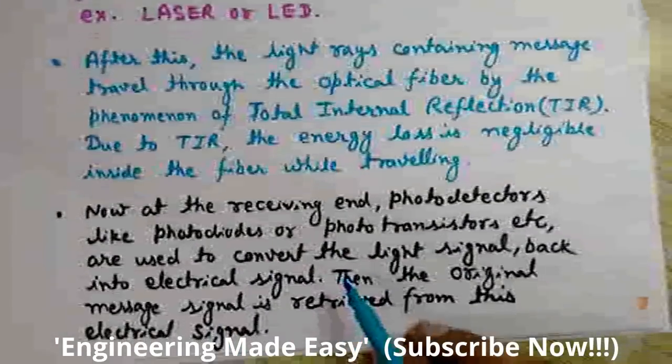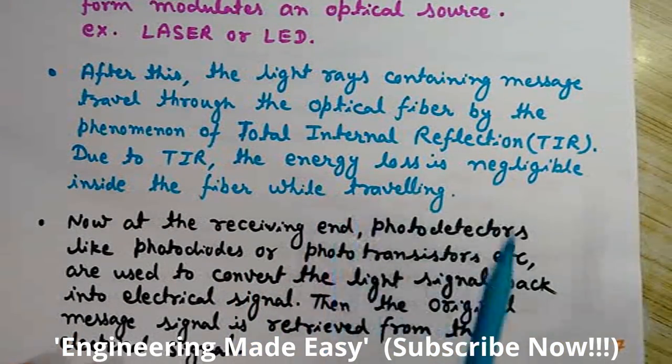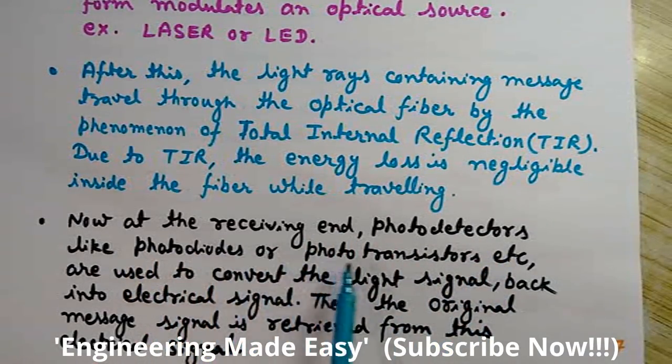Now at the receiving end, photodetectors like photodiodes or phototransistors, etc., are used to convert the light signal back into the electrical signal. At the receiving end, since we have the light rays, we need some mechanism to first retrieve our electrical signal back, so first of all we need to convert these light rays, this light energy, into electrical.